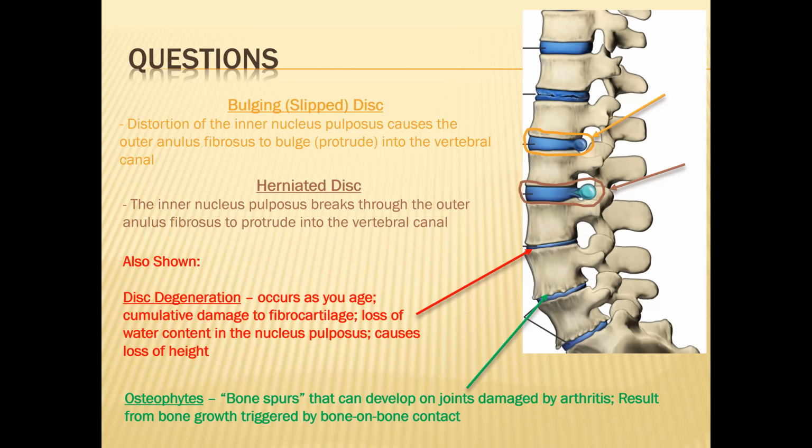These can actually happen in any joint in the body that has arthritis. And they result from bone growth triggered by bone-on-bone contact that happens as the arthritis is breaking down the articular cartilage.